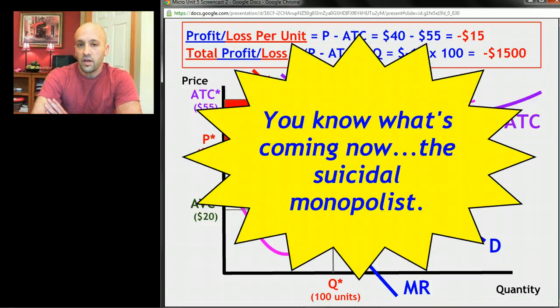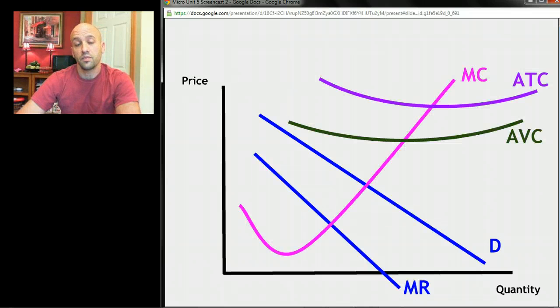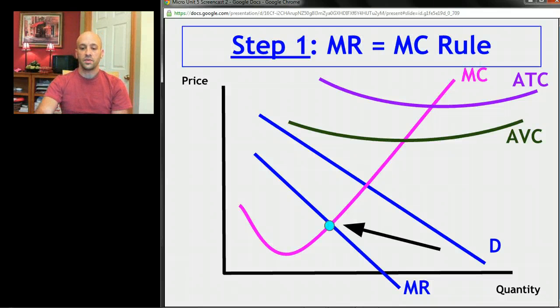Alright, well you can kind of guess where we're going. We looked at a happy monopolist, we looked at a sad monopolist, now we're going to look at a suicidal monopolist. Starting over again, demand and marginal revenue. Here's our three cost curves, but again, this time I kind of shifted those cost curves up to show you what a suicidal monopolist is going to look like. And again, going through the steps, MR is equal to MC, place a dot.